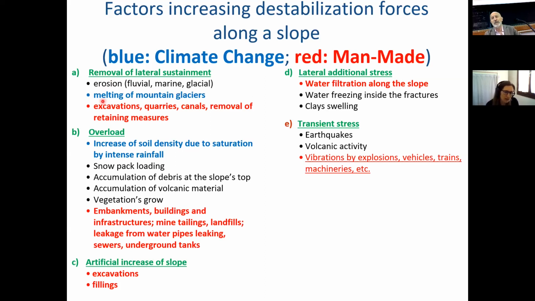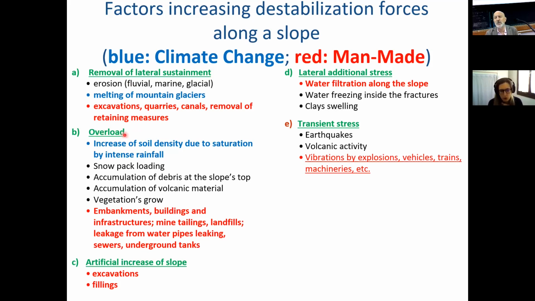Global warming with the melting of mountain glaciers could induce landslides, but also man's activity: excavations, quarries, digging of canals, removal of retaining measures are all factors of possible landsliding. Also erosion, obviously. Erosion is a natural phenomenon. But these two are in some way connected to climate change or man-made activities.